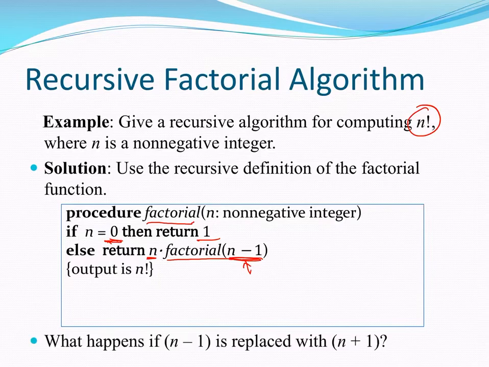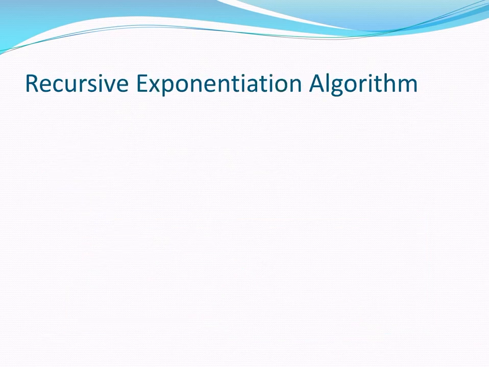What would happen if instead of n minus 1 we'd put n plus 1 there? Well, in that case, we would never achieve the basis case, and so the program would run until the computer froze without giving any meaningful result. This problem has to be called at a smaller size in order to get down to the basis case and terminate.